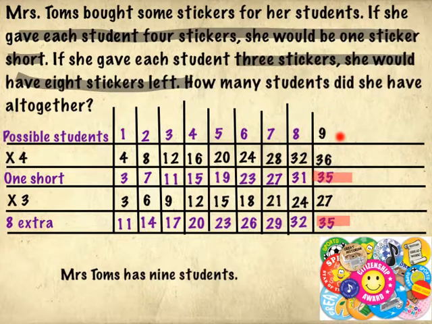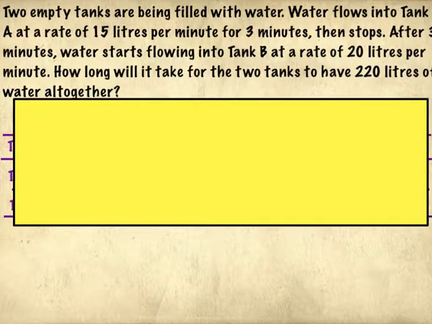If she has 9 students and gives each of them 4, 9 times 4 is 36, but she's going to be 1 short, so she would have 35 stickers. If she gave each kid 3, she would have 8 extra, which would also be 35. That's my answer. So here's another one that you can try.